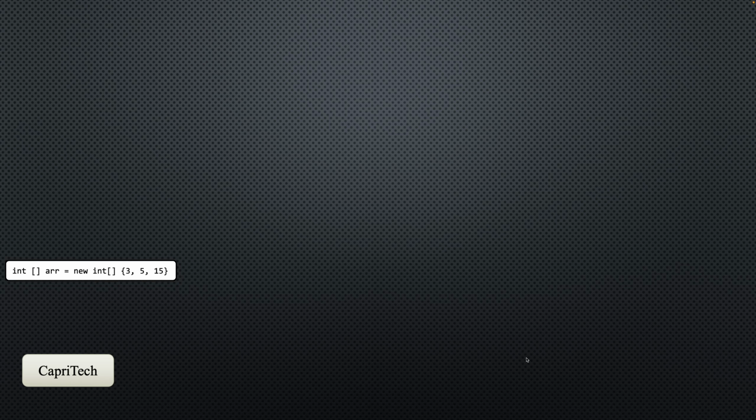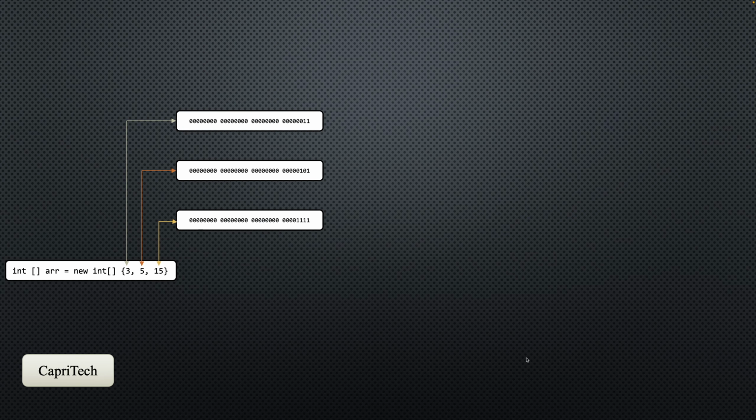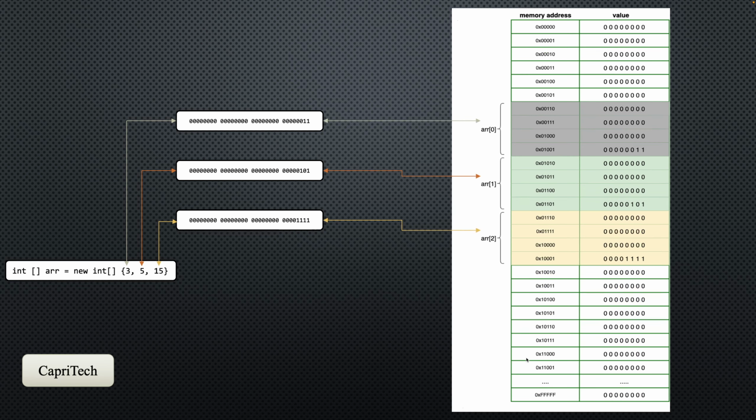Let's see how the binary representation looks for each element, and let's see how this binary is located in the memory. This is a memory representation for each array element. They are located in the memory, and for each element the bytes are sequential, and this is the element at index 0, element at index 1, element at index 2, and they are located in contiguous blocks.